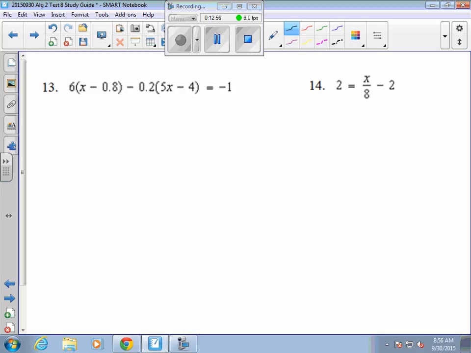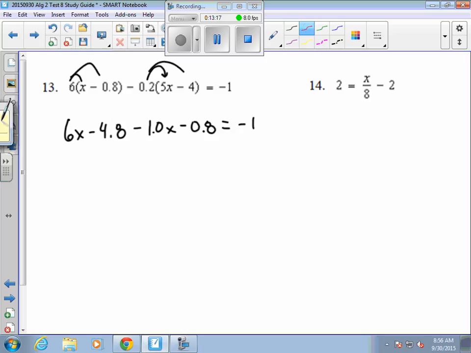Number 13, we've seen this problem a bunch of times. You have to distribute 6 times x. 6 times negative 0.8, negative 4.8. Negative 0.2 times 5x, negative 1.0x. Negative times a negative is a negative 0.8, equals negative 1.